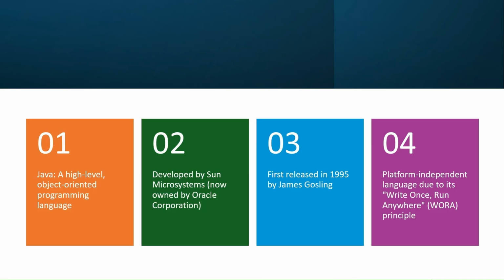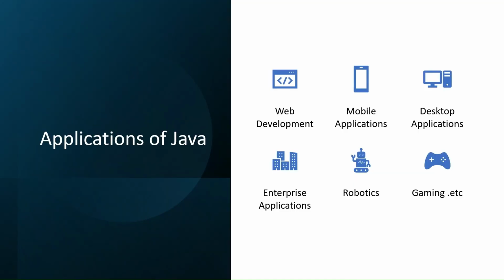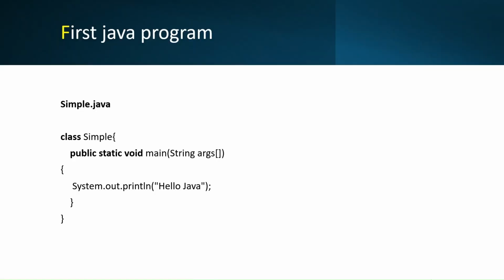Java is a high-level, object-oriented programming language, developed by James Gosling and Sun Microsystems in 1995. It is platform-independent due to the write-once-run-anywhere principle. Java finds extensive applications across diverse sectors, ranging from enterprise software to web development, mobile applications, desktop applications, robotics, and gaming applications. As you can see on the screen, we have a basic Java program laid out for us.